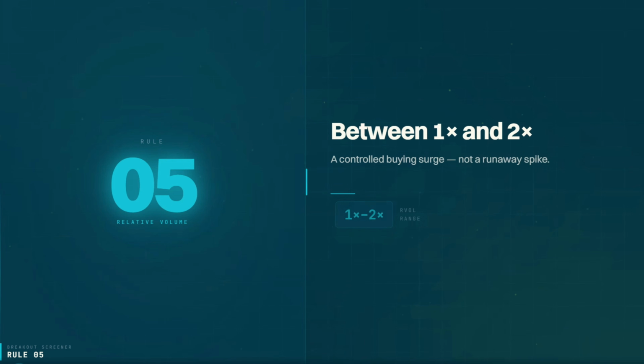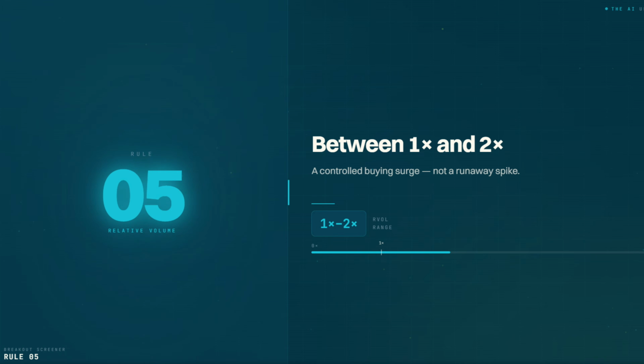Rule number 5, relative volume between 1x and 2x. So volume is the fuel. A breakout on unusually high volume signals institutional participation. Smart money moving in size, not retail noise.